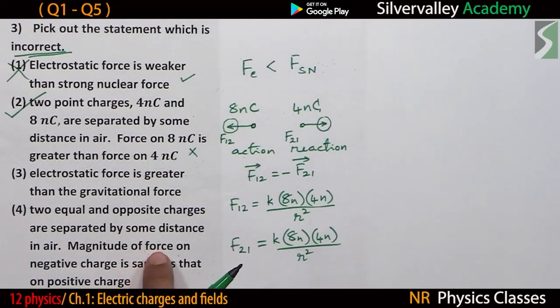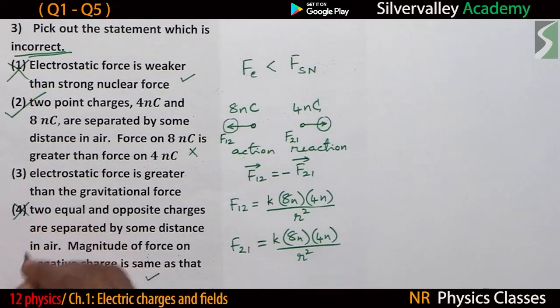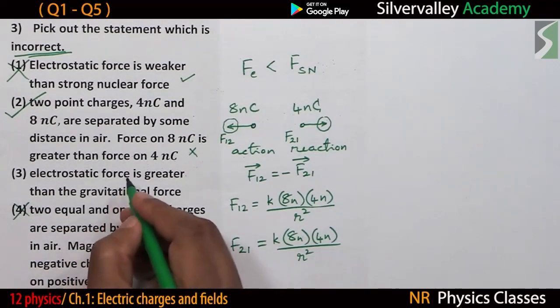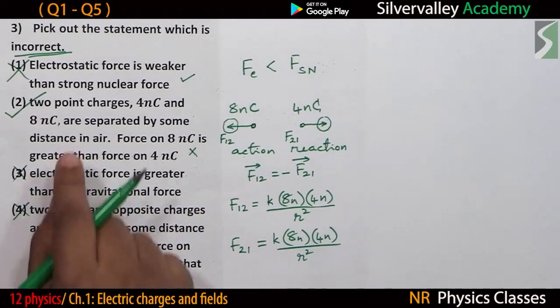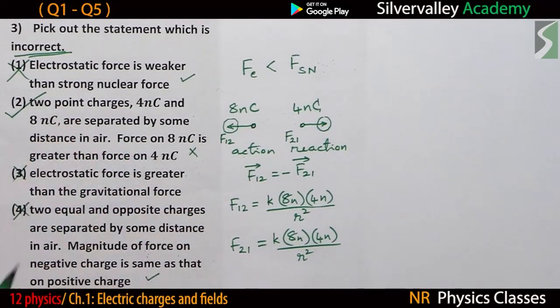Here also they form equal and opposite. Directions are opposite, but magnitudes are equal. Statement is correct. Therefore, this is the incorrect statement.